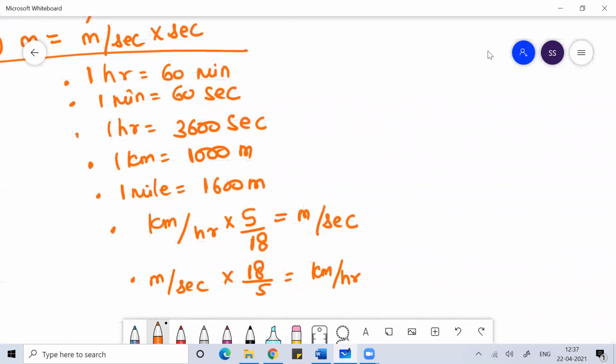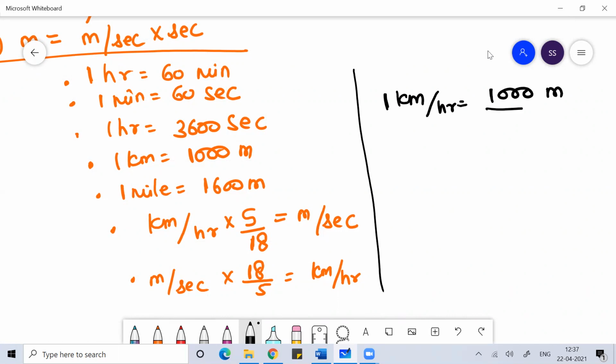Okay, so why did we multiply with 5 by 18 to the kilometer per hour to get the value in meter per second? You can understand here, like if I say 1 kilometer per hour, then 1 kilometer means 1000 meter, and 1 hour means 3600 second. So here, if you simplify them, you will get 5 by 18 meter per second. So whenever your speed is given in kilometer per hour, you can convert that into meter per second by multiplying it with 5 by 18.